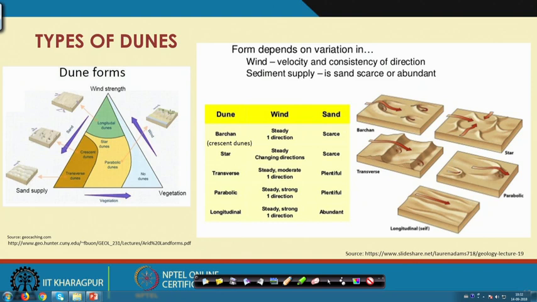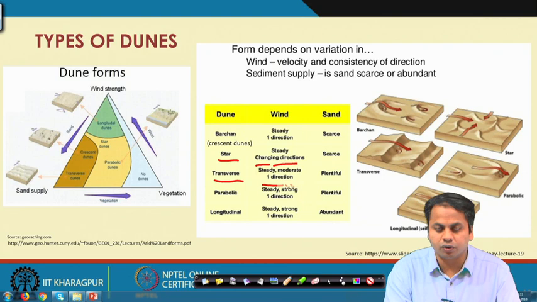In Barchan dunes we mostly get steady wind in one direction. In star dunes we get steady wind, but changing its direction occasionally. Then transverse dune, steady and moderate wind in one direction. Parabolic, steady wind with strong magnitude in one direction. Longitudinal, steady and strong wind in one direction. So, let us see these different types of dunes in the next slides.